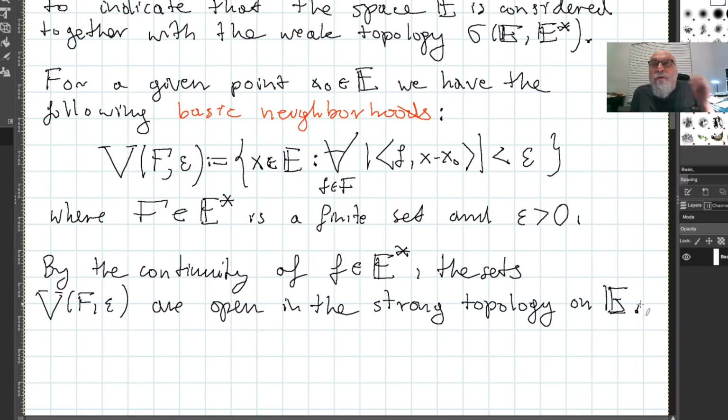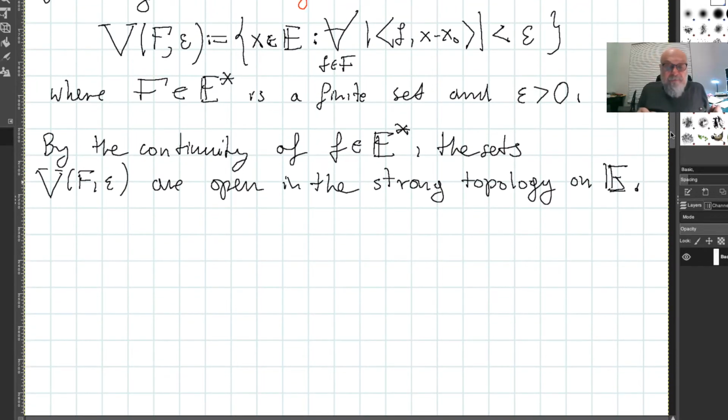So what makes this strong topology different from the weak topology? What are the differences? That can also be explained. Of course, as we showed in our class, maybe I put here an observation, that means a remark.